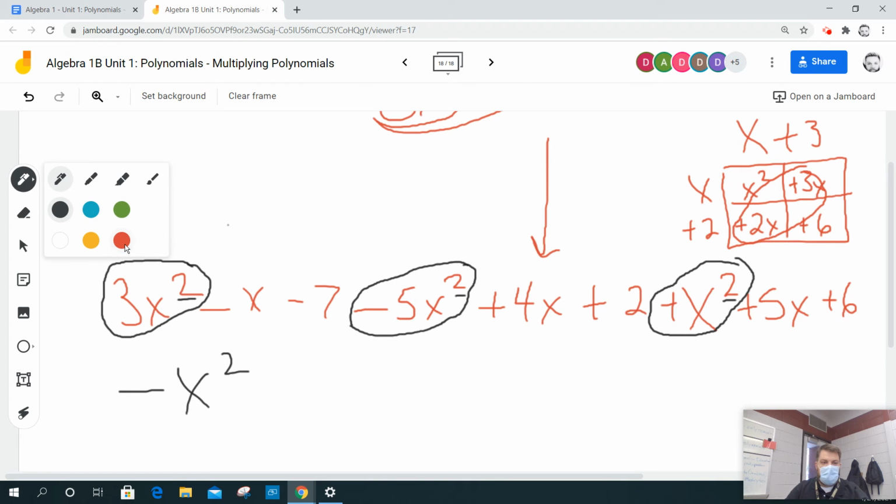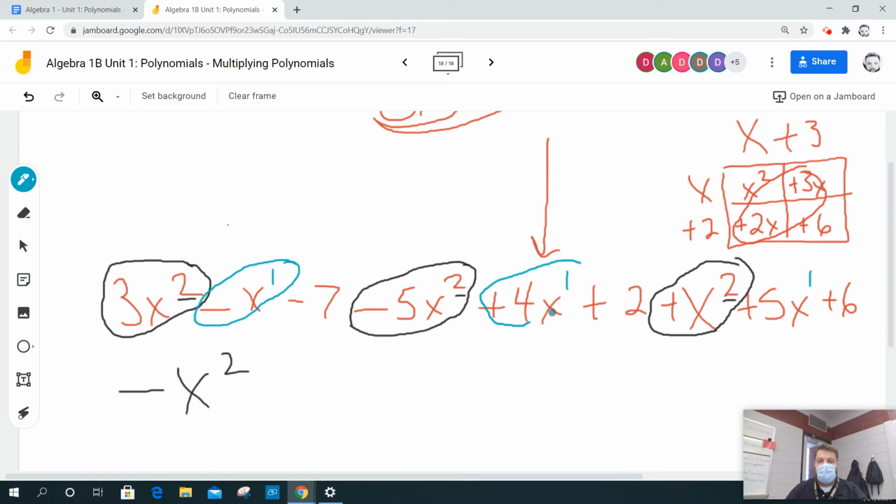Next, I need to go ahead and add up all the x's to the first power. So this is x to the first degree, x to the first degree, x to the first degree. So I've got a negative x, a positive 4x, and a positive 5x. Well, 4 plus 5 is 9, minus 1 is 8. So it's a positive 8x. I'm just double checking to make sure. Yep.